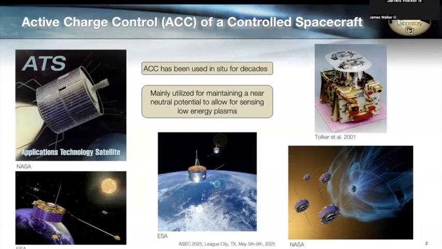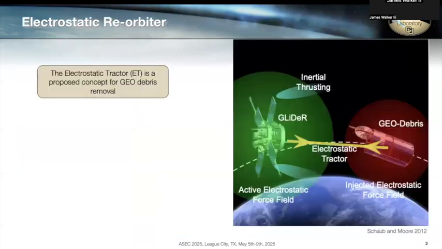This project is instead going to be concerned with a servicing spacecraft controlling the electrostatic potential of a target. This work is motivated by the electrostatic tractor research. The electrostatic tractor is a concept for geostationary debris removal. The idea is you have a servicing spacecraft equipped with a high energy electron gun. This servicing spacecraft approaches an uncontrolled geostationary debris object. The servicer irradiates the geostationary debris with the high energy electron gun.